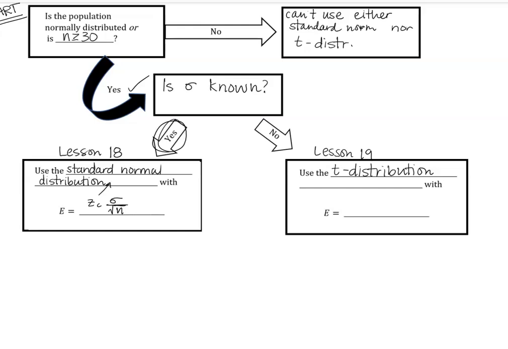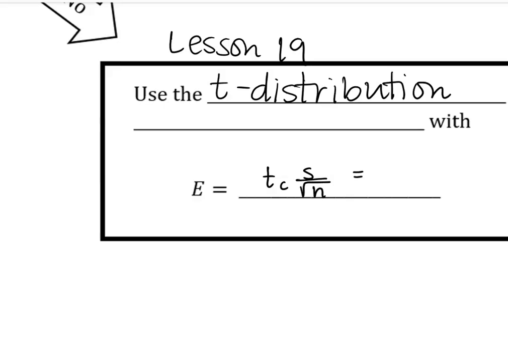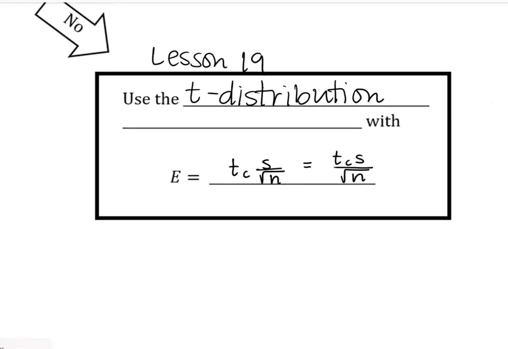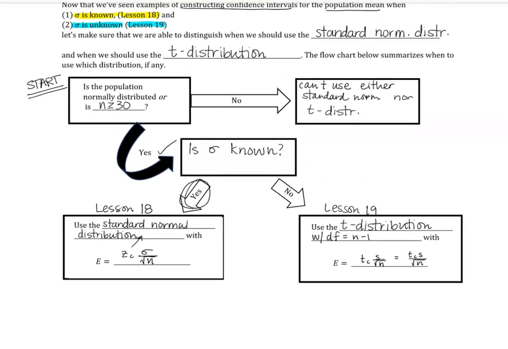And again, just to make sure of where these things are written, the t sub c and the s are in the top. So even if you're using a calculator, those two things are multiplied together in the numerator. You're also using the t-distribution with your degrees of freedom equal to n minus 1, if you do not know that population standard deviation.